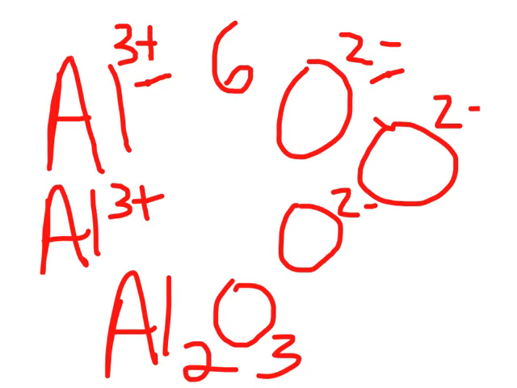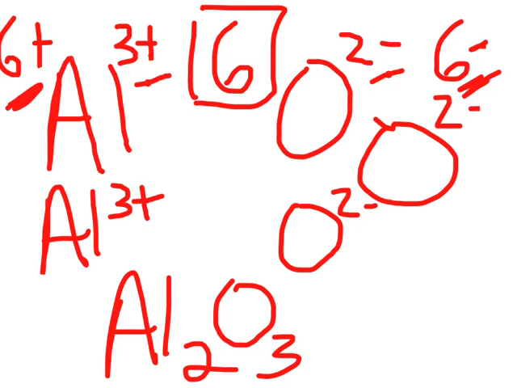Now, watch this. 3 plus and 3 plus is going to equal 6 plus. 2 negative, 2 negative, 2 negative equals 6 negative. So if I have 2 aluminums, that totals a 6 plus charge. If I have 3 oxygens, that totals a 6 negative charge. There's my magic number, my common multiple. So when writing chemical formulae, you have to keep that in mind. That in a nutshell is how you do this for ionic compounds.